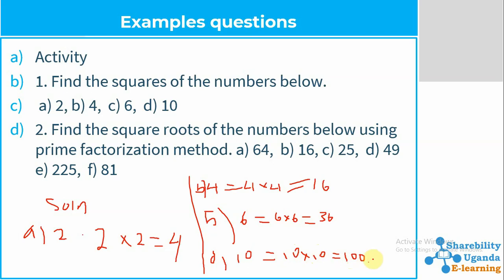So here you can see that we have now been able to attempt our numbers using the basics that we have learned in our recent examples. Then for our last question, number 2, they are telling us to find the square root of the numbers below using prime factorization. So this is the number that we are going to start with while we are solving our numbers. Remember, we have been able to get the concept of these numbers.